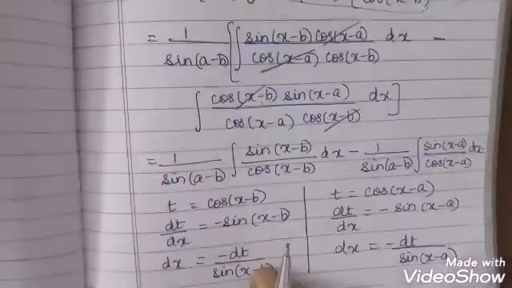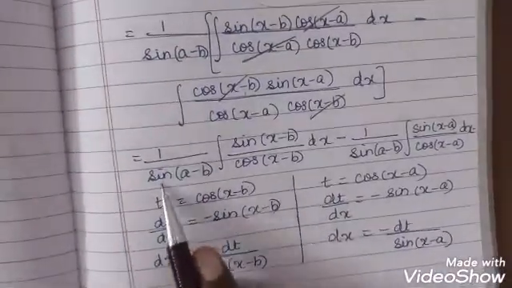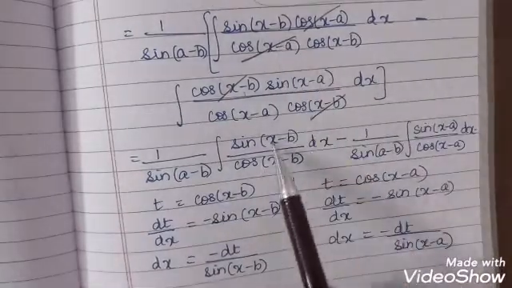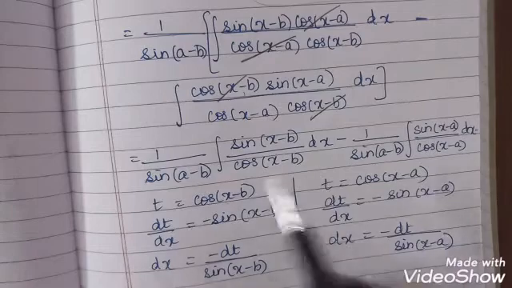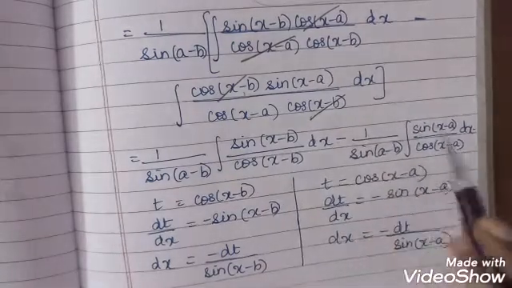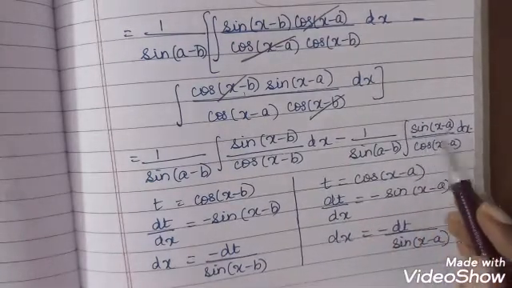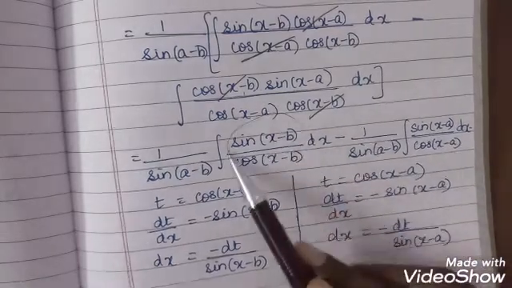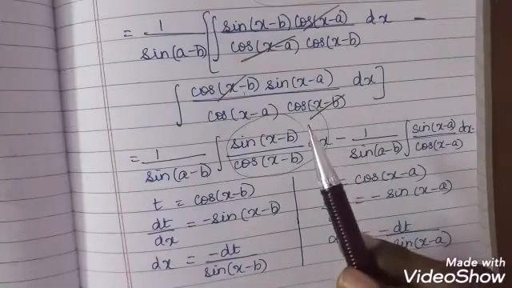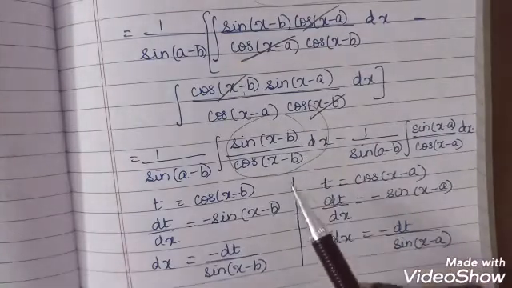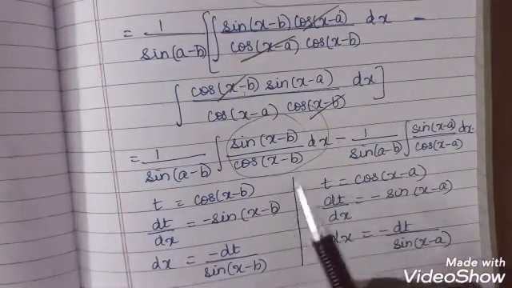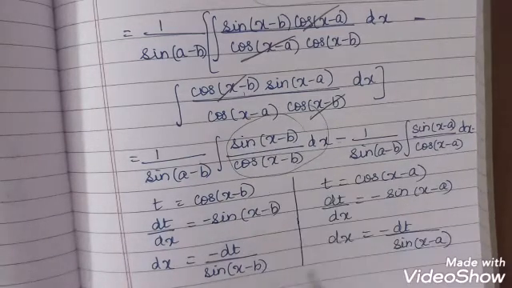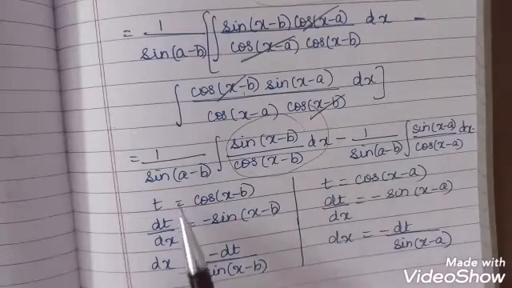So you are left with what integrand here? 1 by sine of a minus b integral of this one, sine of x minus b by cos of x minus b dx, minus 1 by sine of a minus b integral of sine of x minus a by cos of x minus a dx. Now in this case you have brought it to the simple form where you can integrate it. How can you integrate it? The differentiation of the denominator will give you the numerator. Am I right here?